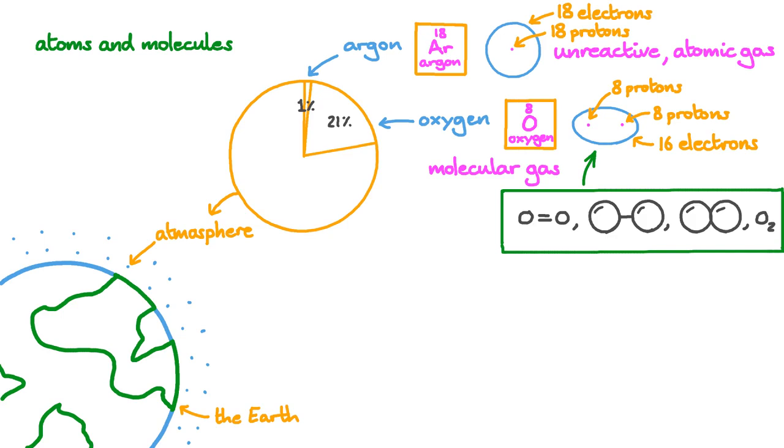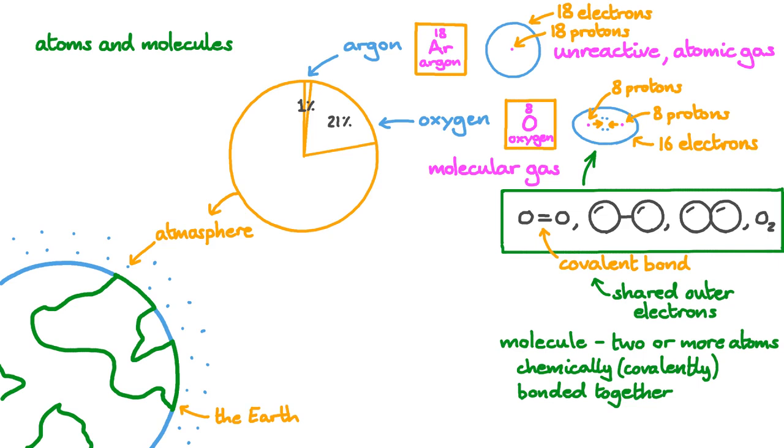Or you may see them as 2 balls connected by a line, or 2 balls stuck together, or O with a little 2 next to it. The bond between these two oxygens is an example of a covalent bond. What this means is that the atoms are sharing their outer electrons. The nuclei are attracted to these shared electrons, generating the bond.